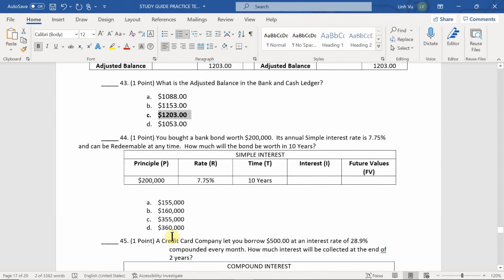All right, so here we go. Here's an example of what I could ask you about this. Question number 44 says that you bought a bank bond with $200,000. Its annual simple interest rate is 7.75%, and it can be redeemable at any time. How much will this bank bond be worth in 10 years?